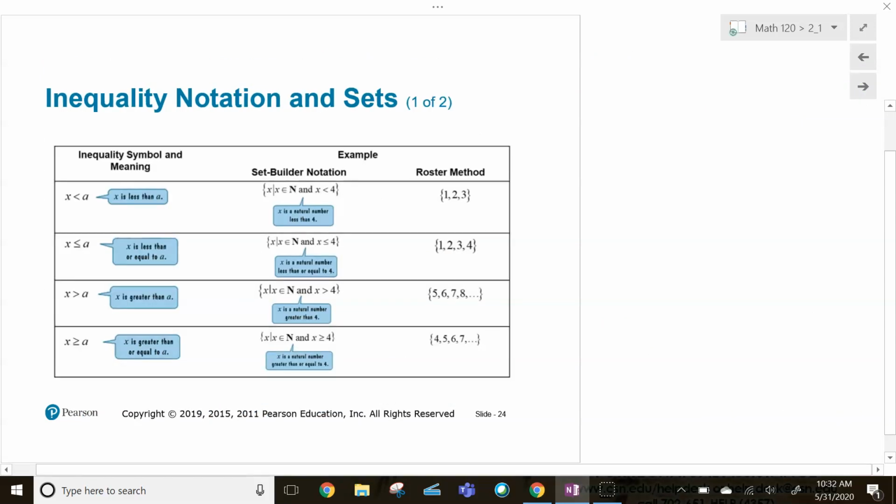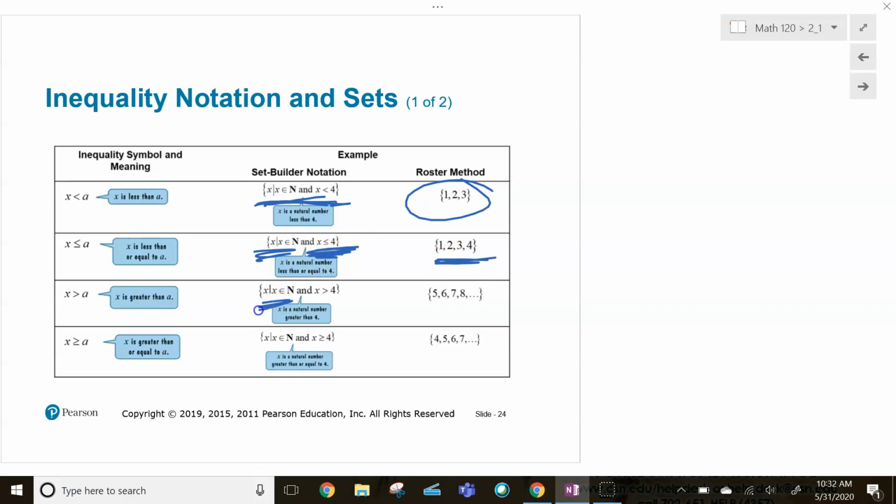All right, here's some inequality notation to remind you. X is less than a. So for example, if we've got a natural number and it's got to be less than 4, we just have 1, 2, 3. If it's a natural number and it's less than or equal to 4, now we've got to include the 4, right?